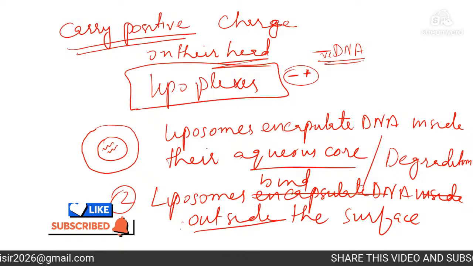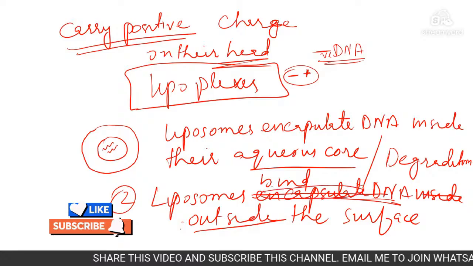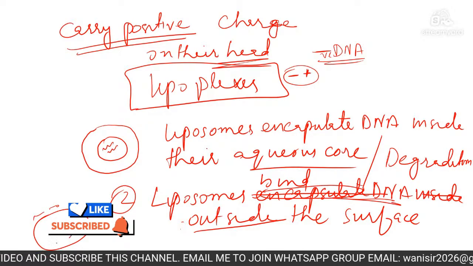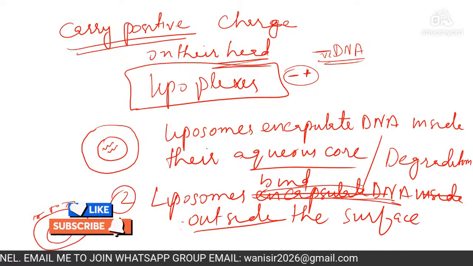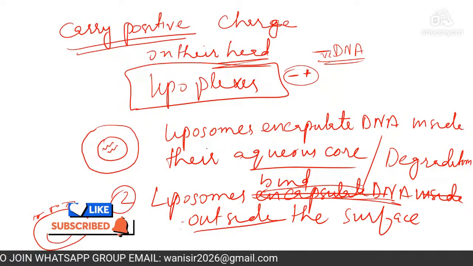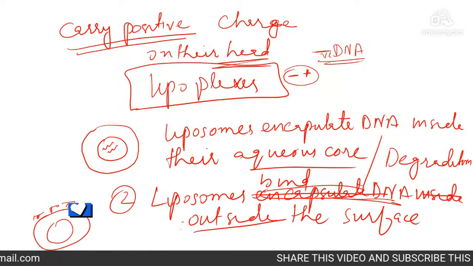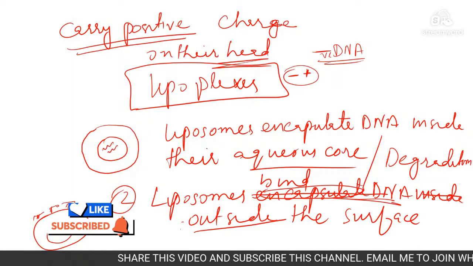The second step I will explain is that the liposomes simply bind the DNA. They don't encapsulate it but bind it. Like you have seen in the previous diagram, they bind to the DNA, and this DNA is bound to their surface like a coat. So these are the two ways how lipoplexes are formed.